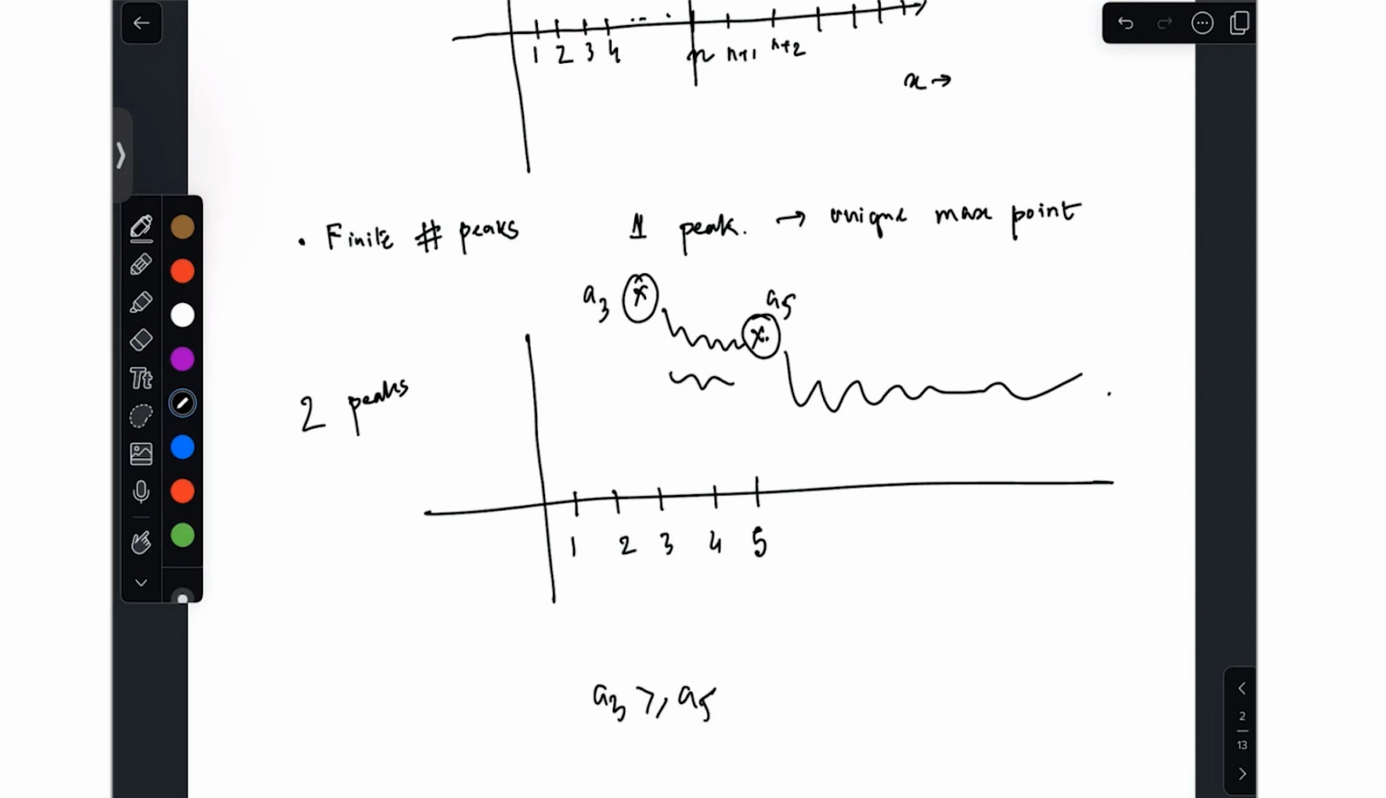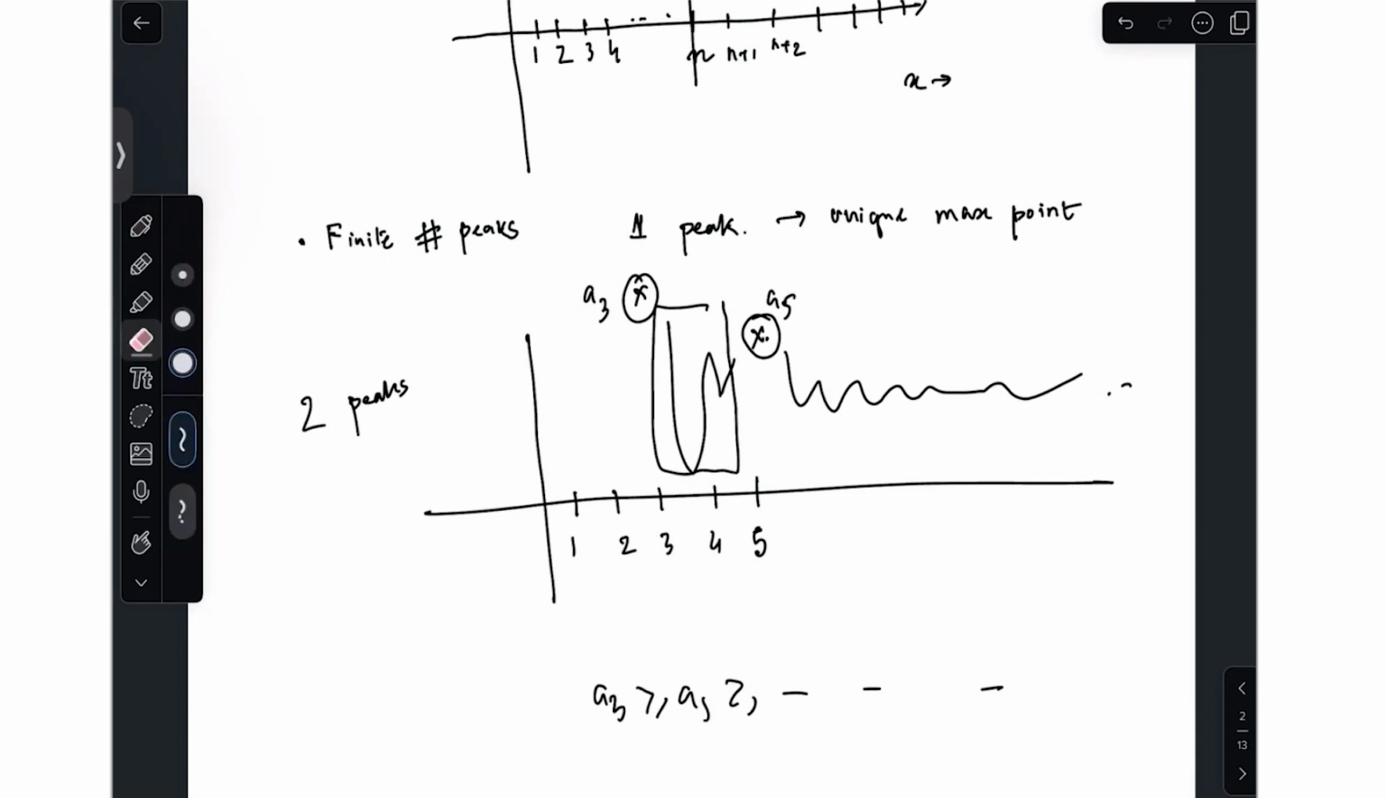And everything between A3 and A5, it can be also here like this. It doesn't matter. It can be like this also. Okay. It can be less than A5, greater than A5, doesn't matter. And of course, A5 is greater than or equal to everything after it. So you have to just make sure that these things are less than or equal to A3. Okay. The rest will be taken care of because A3 is greater than or equal to the other things.